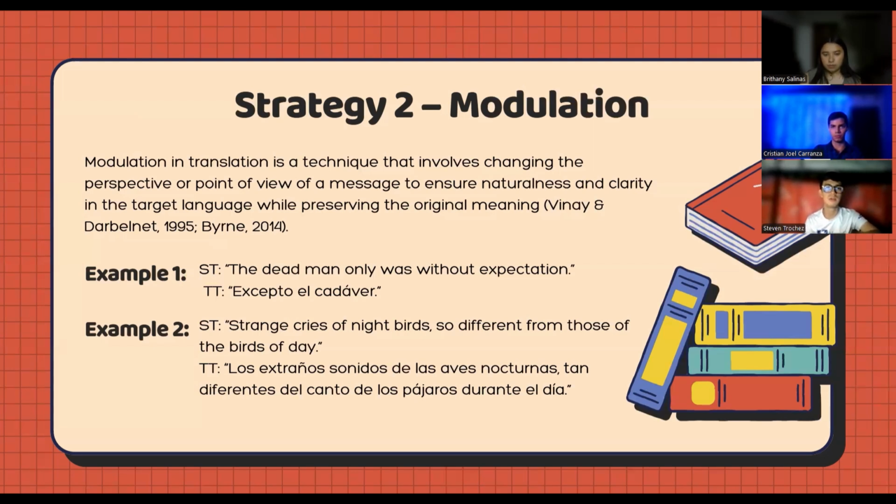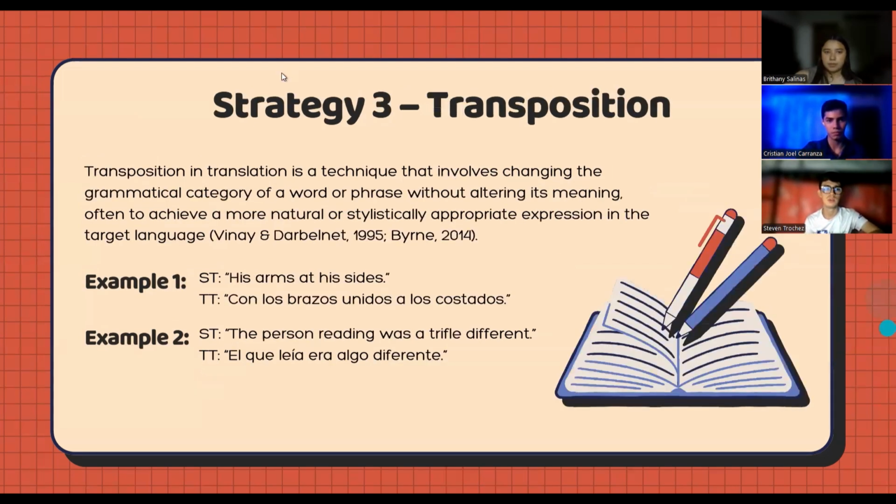Now in example number 2, in the source text, we have strange cries of night birds, so different from those of birds of day. And in the target text, we have los extraños sonidos de las aves nocturnas, tan diferentes del canto de los pájaros durante el día. Here, cries become sonidos, showing a shift from a poetic image to a more general expression. According to Byrne, this is often done when literal translation would result in something unidiomatic. Now let's move on to the third strategy.